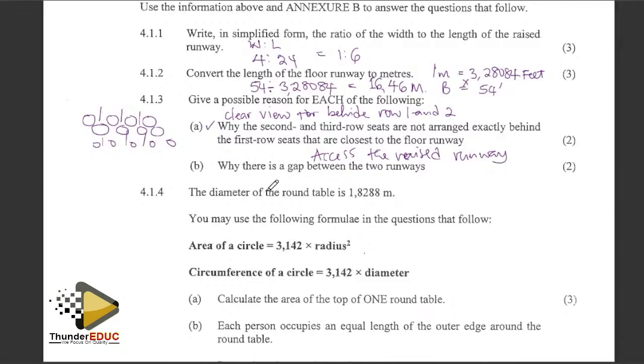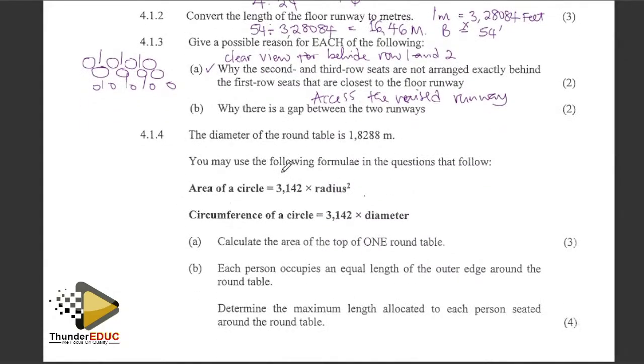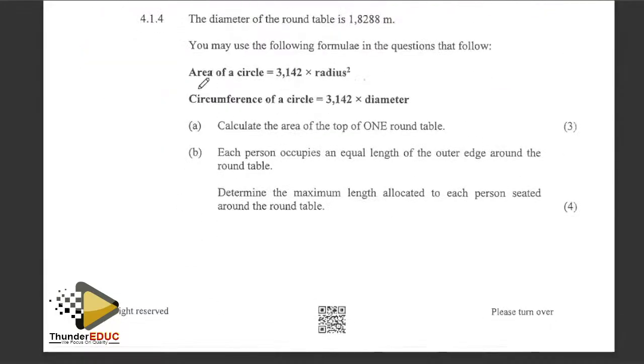The diameter of the round table is that much. You may use the following formula in the questions that follow. Area of a circle equals that, circumference of a circle equals that. Calculate the area of the top of one round table. Now you know very well area of a circle equals what? Area equals pi r squared, but you need to find the radius by dividing the diameter by 2.